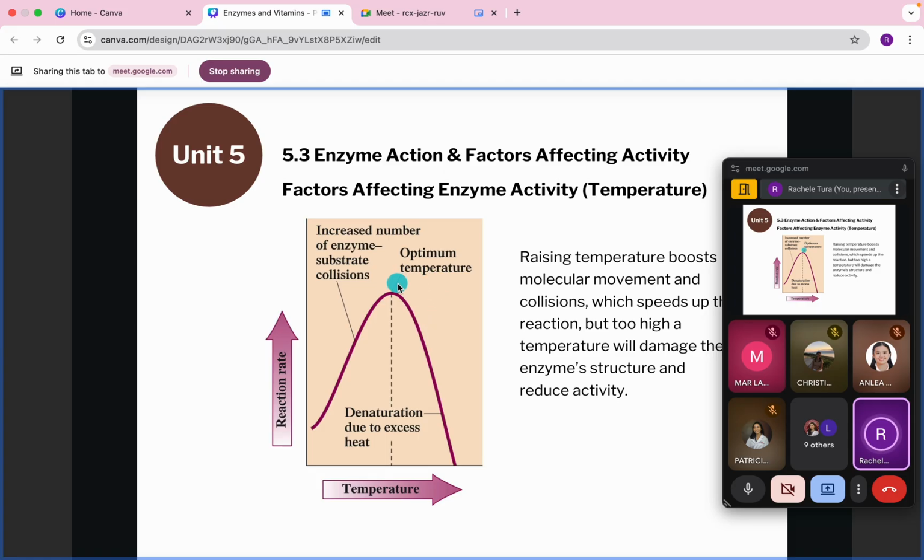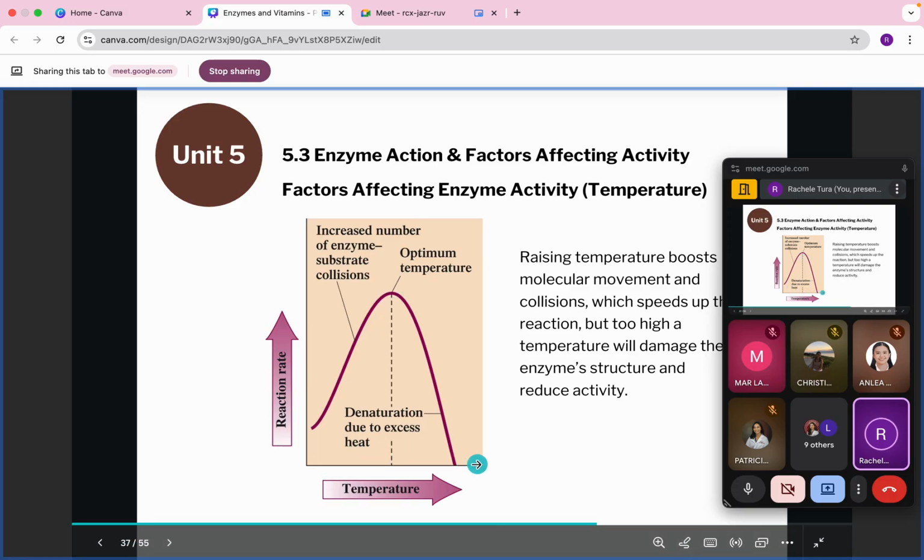And we have our optimum temperature. What does the optimum temperature mean? It means that each enzyme works best at a particular temperature. For example, for human enzymes, this is around 37 degrees Celsius, which is typically our normal body temperature. What happens if the temperature goes beyond that?